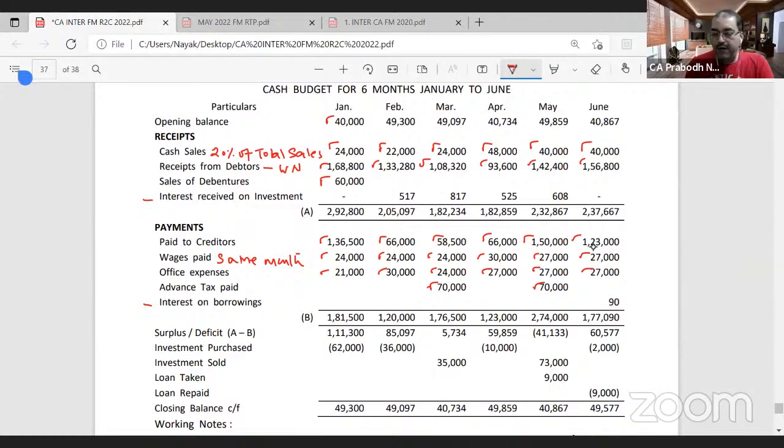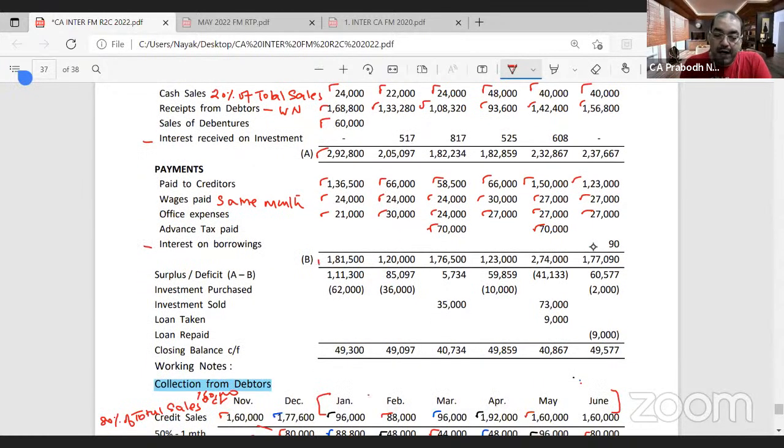So now I take vertical. Vertically, Jan total receipts come to 2,92,800. Payments come to 1,81,500. So if you take 2,92,800 minus 1,81,500, you will get 1,11,300. Surplus or deficit, A minus B, 1,11,300.